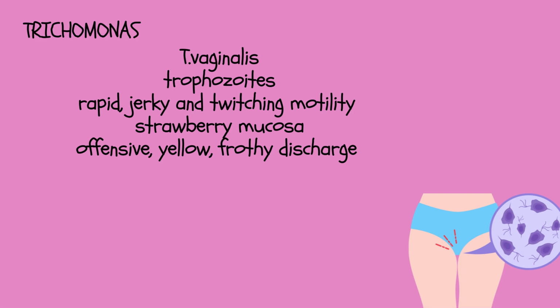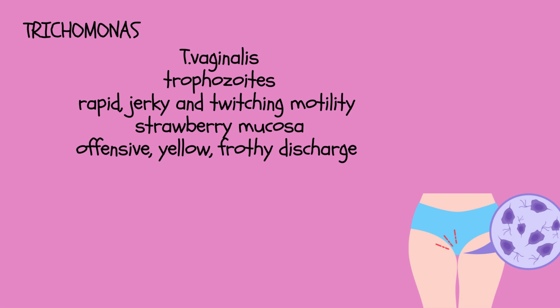Okay, and they have a rapid, jerky, and twitching motility. Since they have flagella, they have a high and characteristic motility. Giardia have a falling leaf motility, and Trichomonas has a rapid, jerky, and twitching motility. The characteristic features are offensive yellow and frothy discharge from the vagina with a strawberry vaginal mucosa. Okay, so this is characteristic of Trichomonas.